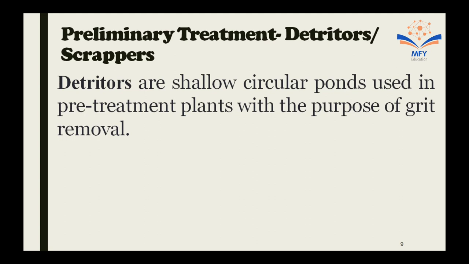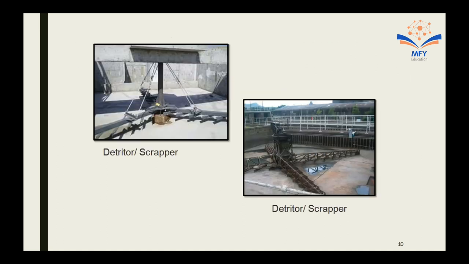Preliminary treatment: detritus scrapers. Detritus tanks are shallow circular ponds used in pre-treatment plants for the purpose of grit removal. Chain or blade type detritus scrapers are utilized in an adjacent channel into which the collected grit is transferred. They are used when soft and sticky substances stick on fixed bars and cannot get through the screen. Grit with a 6 millimeter diameter is removed in the detritus tank. These are the two types of detritus scraper, first and second, which we can easily see in the pictures.